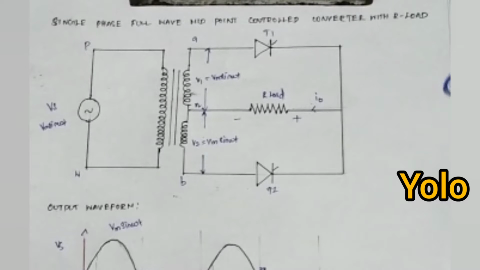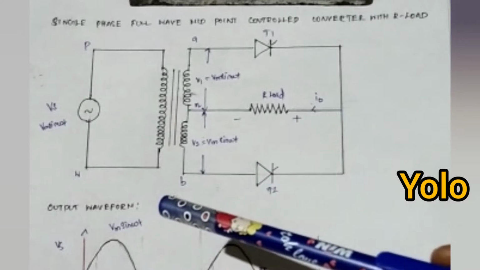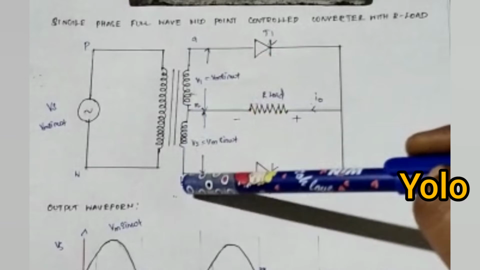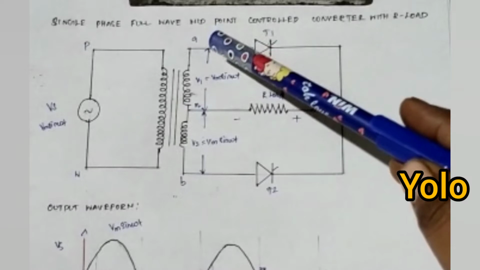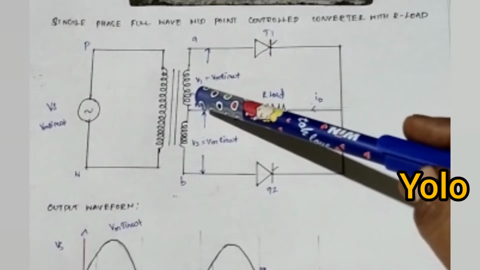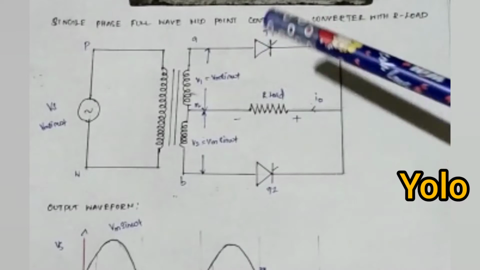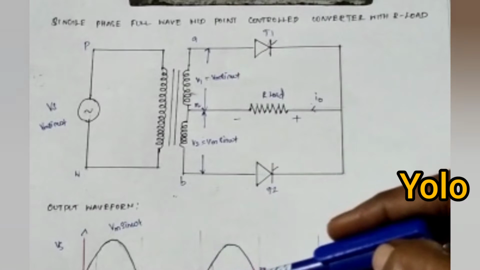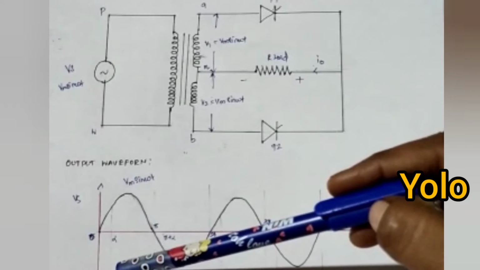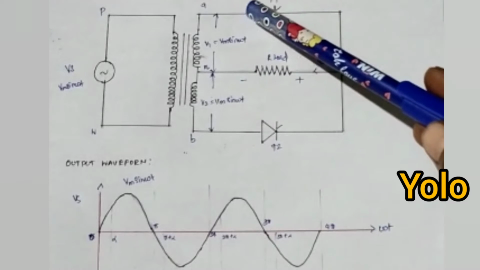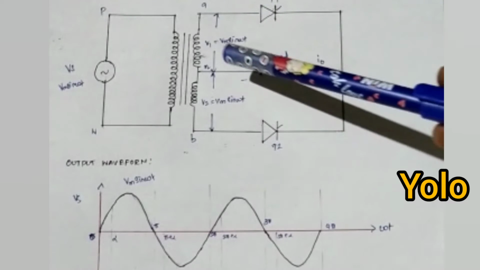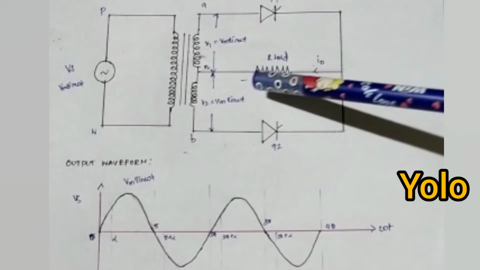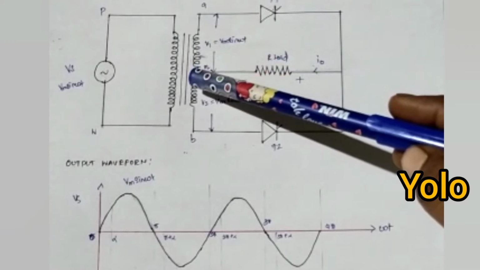So during the positive half cycle 0 to pi, when terminal A of the transformer is positive with respect to B, or the secondary winding terminal A is positive with respect to N, during this period T1 is forward biased and T2 is reverse biased. When SCR T1 is triggered at the firing angle alpha, current would flow through SCR T1 and the resistive load R and back to the center tap of the transformer. So the current path is A, T1, R load, to N.